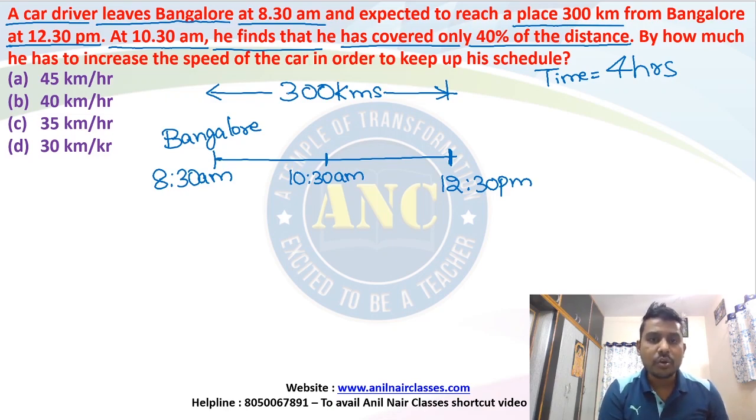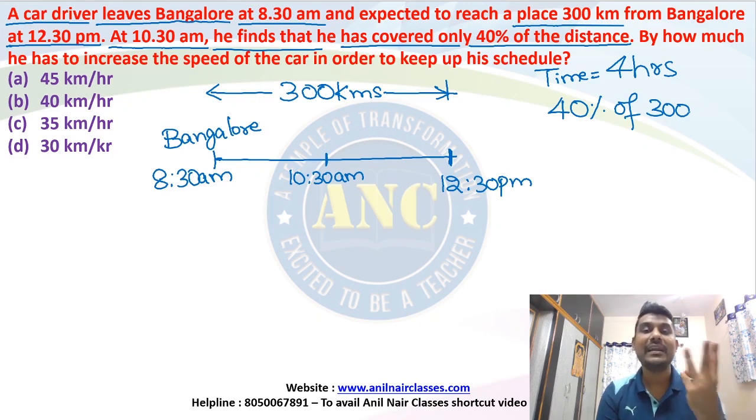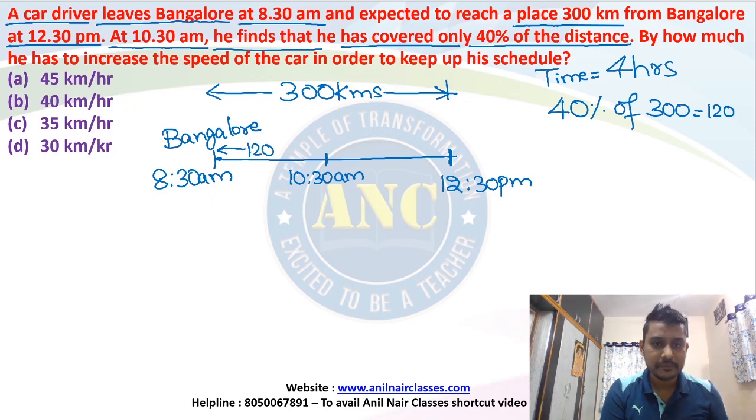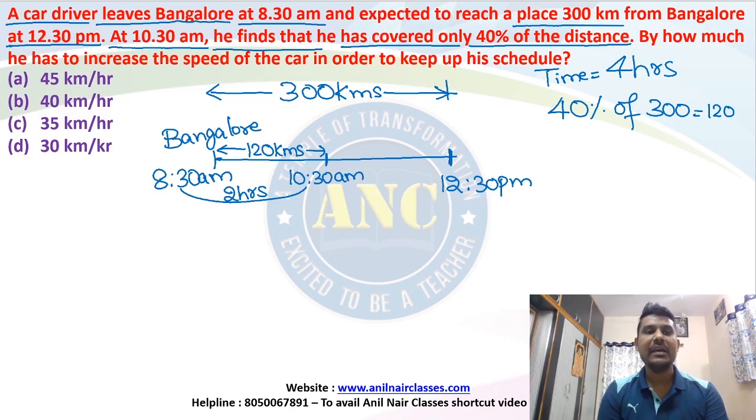That means out of total 300 kilometers, what is 40% of 300 kilometers? 10% of 300 is 30. 40% is 30 into 4. He has just covered 120 kilometers in these 2 hours of journey. 8:30 to 10:30, how much time is it? It is 2 hours duration. That means in that 2 hours duration, he has only covered 120 kilometers distance.